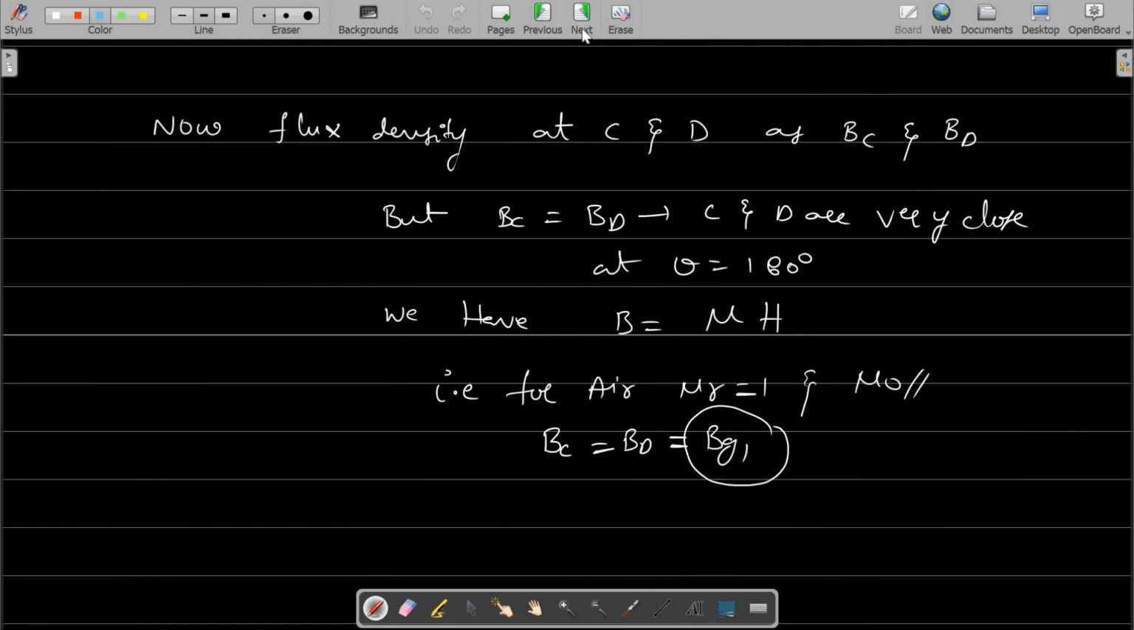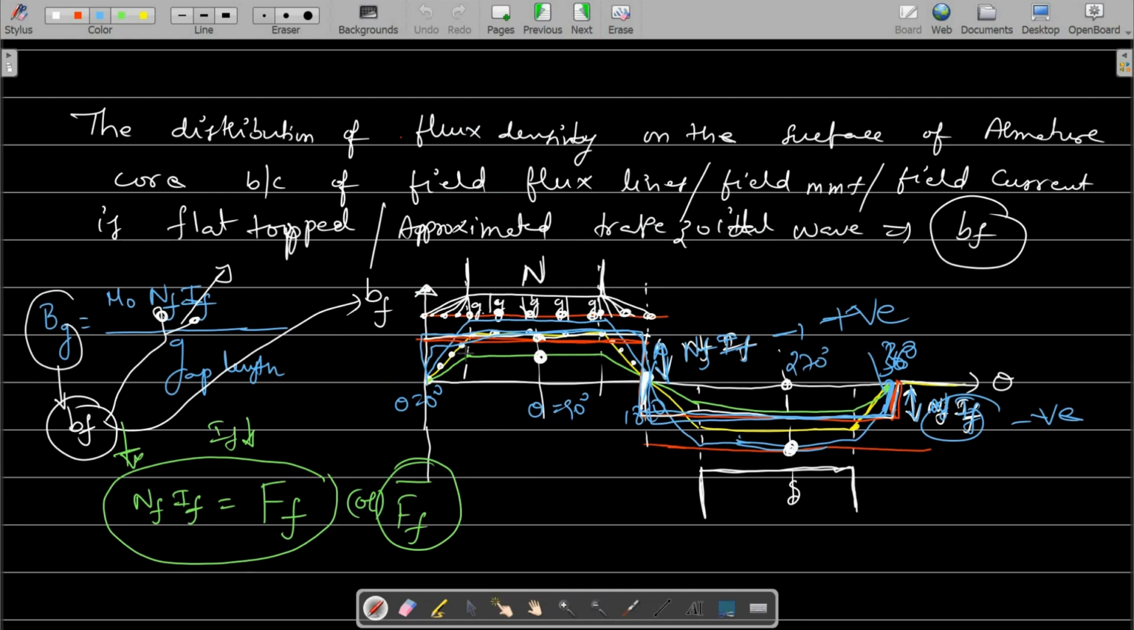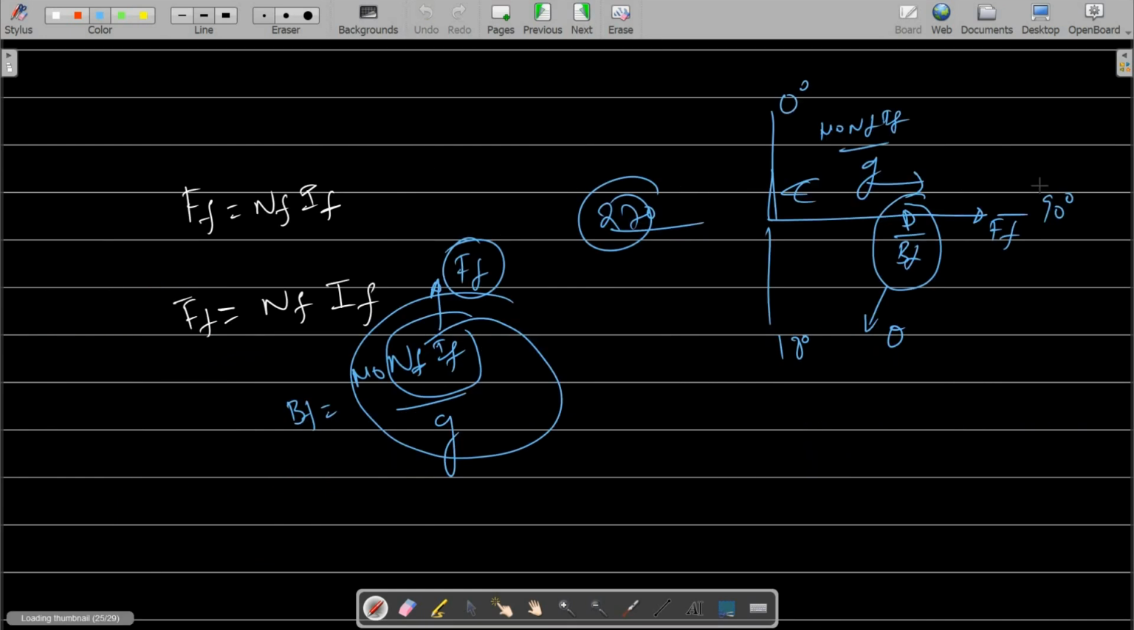Another thing you have to observe is that the field MMF FF, the MMF per pole, has a value of 0 at the q-axis. The same thing can be observed from the phasor diagram also. If you project this FF on the q-axis, you will get 0 because it is a horizontal line. Similarly, BF is also 0 at the q-axis.